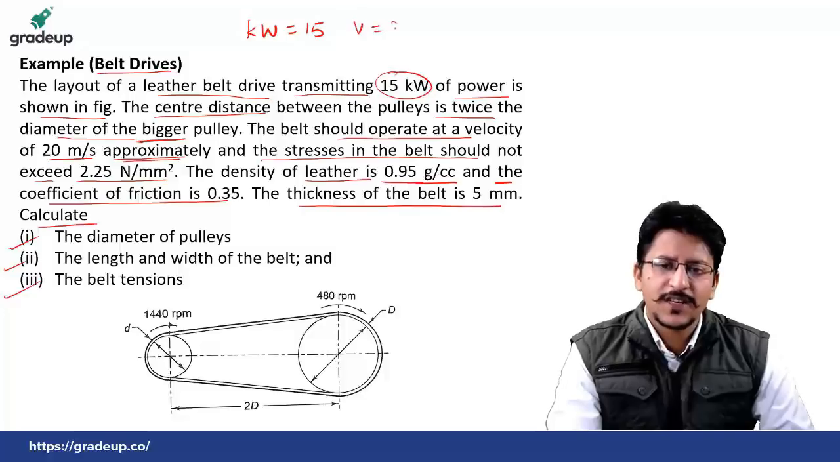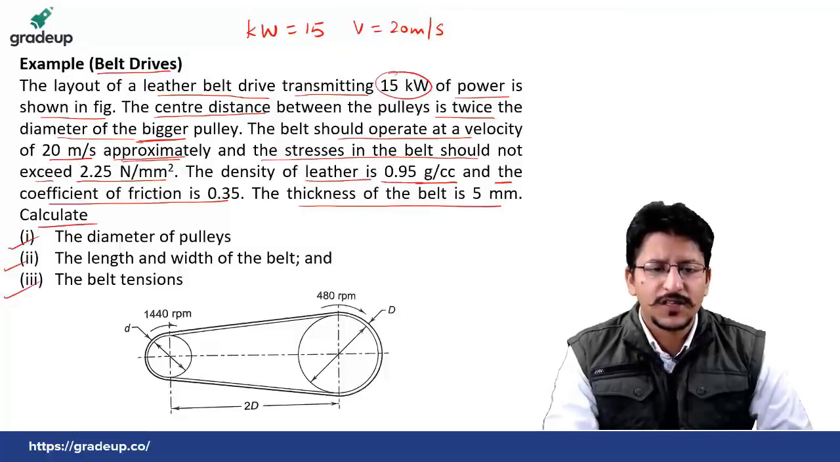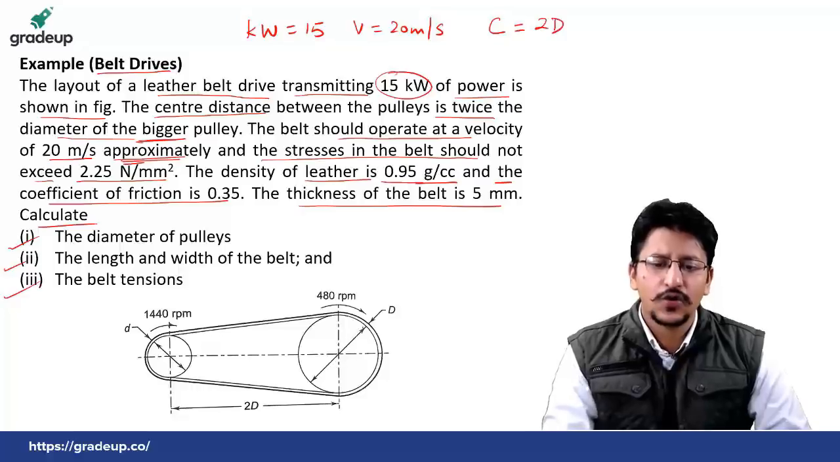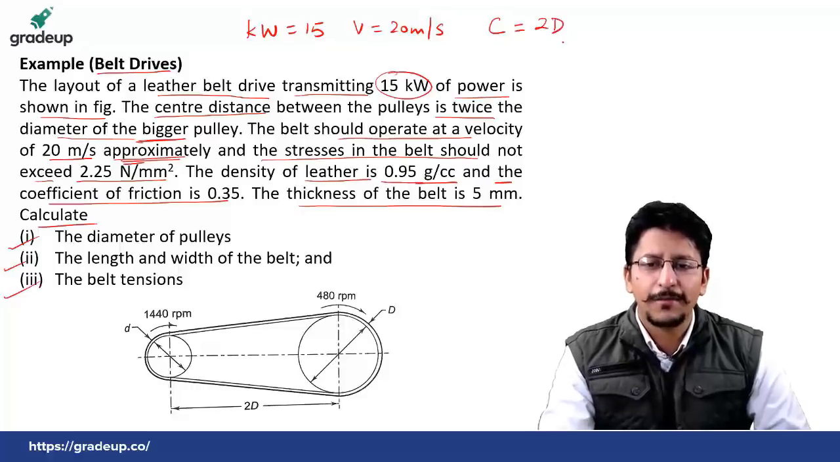Then the velocity has been given as 20 meters per second. This we will correct afterwards because it has been given as approximate. So see the procedure first. The center distance is equal to 2D, that is, twice the diameter of the bigger pulley.